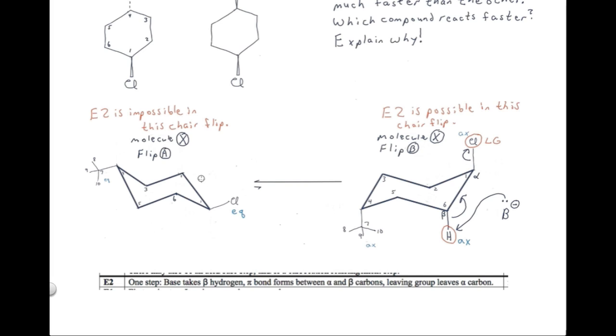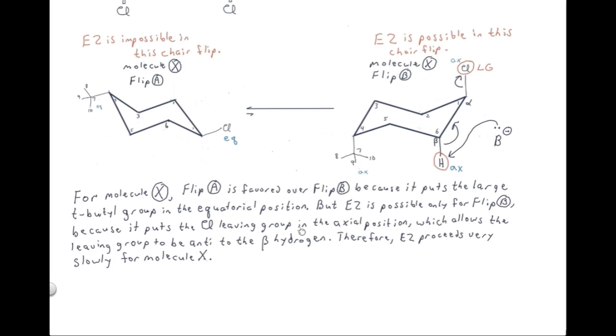I will not draw the E2 mechanism in this chair flip because remember E2 is impossible in this chair flip. All right, and remember we saw that E2 would be very slow for molecule X because the E2 can only occur in the disfavored chair flip. Here's the reasoning we already went through earlier in this video. For molecule X, this flip is favored over flip B because it puts the large tert-butyl group in the equatorial position. But E2 is not possible in this favored chair flip.